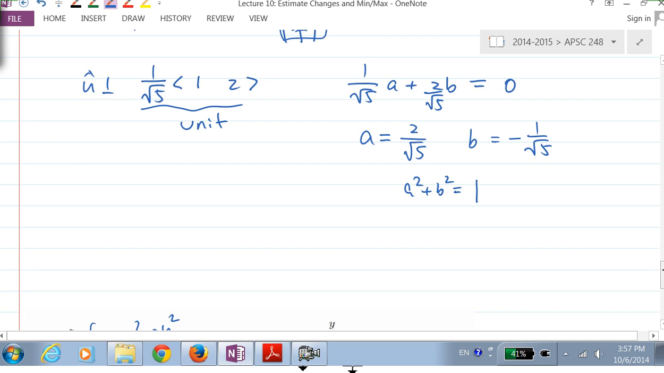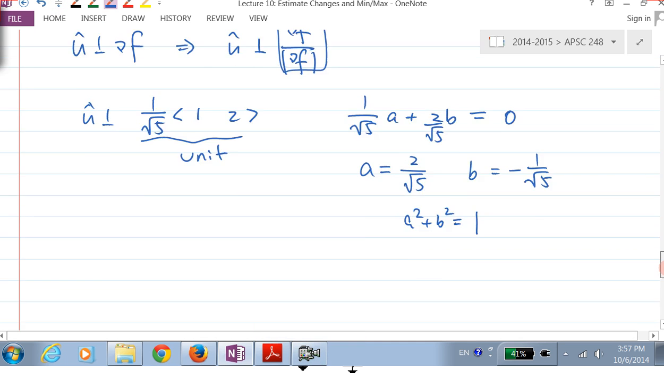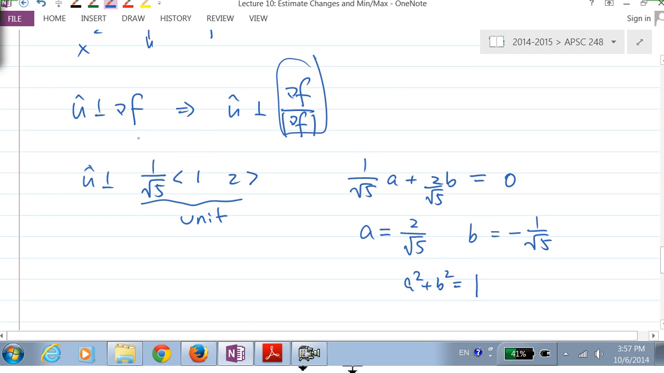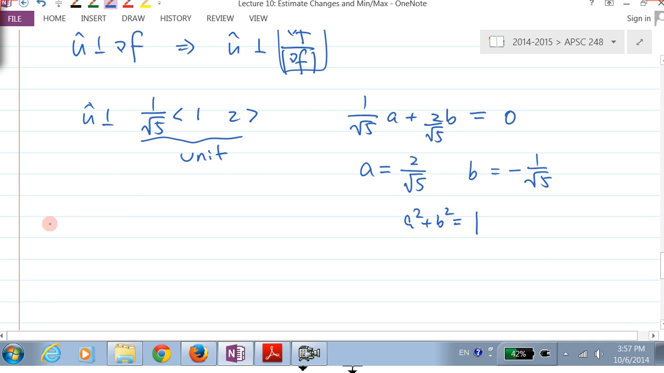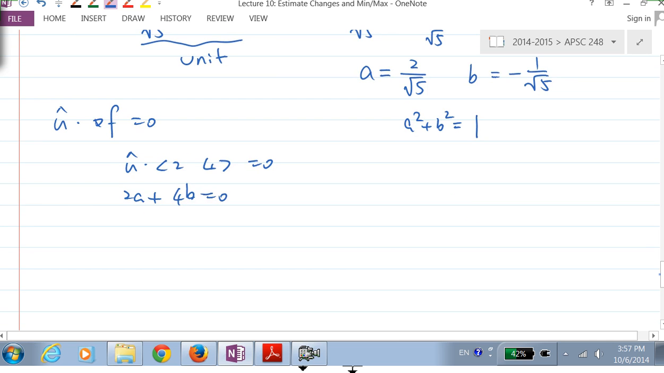Maybe if this is too much, let's do it this way. Instead of using this one here, u hat dot del f equal to 0. Which means u hat dot 2, 4 equals 0. Which means 2a plus 4b equals 0. Get rid of that 1 over root 5, that's probably too much. And better yet, I'm going to get rid of the u hat and just use a vector u, to make it more simplified. Is that all right?